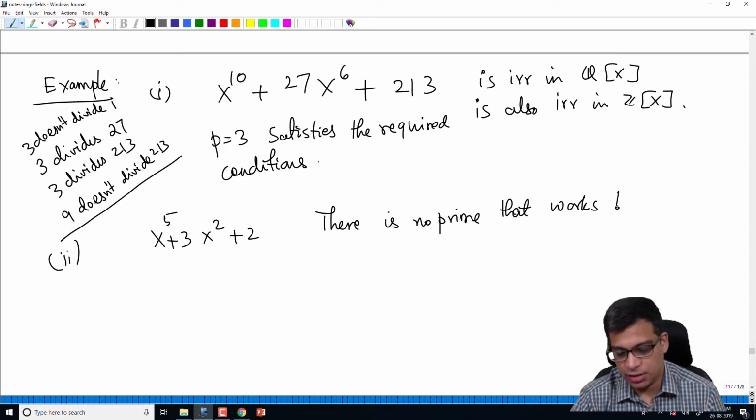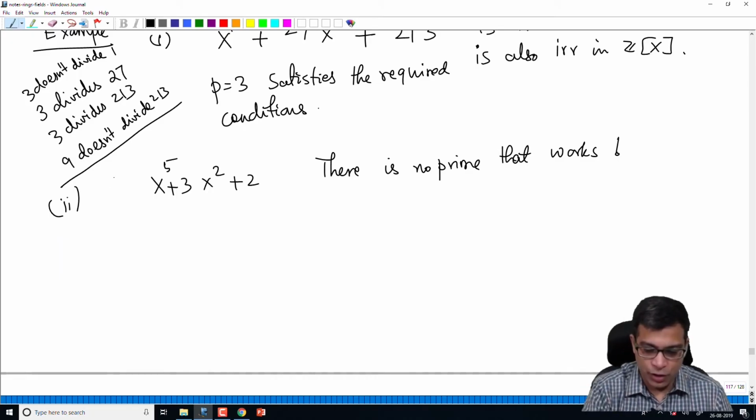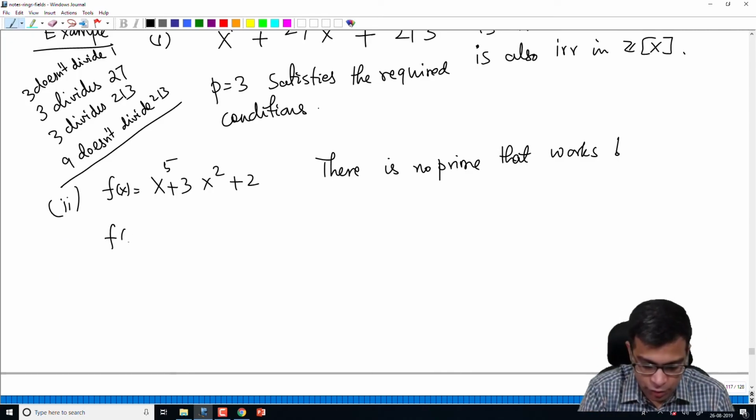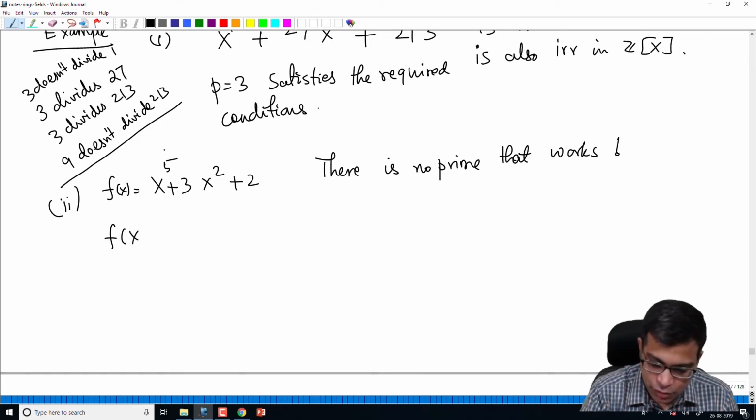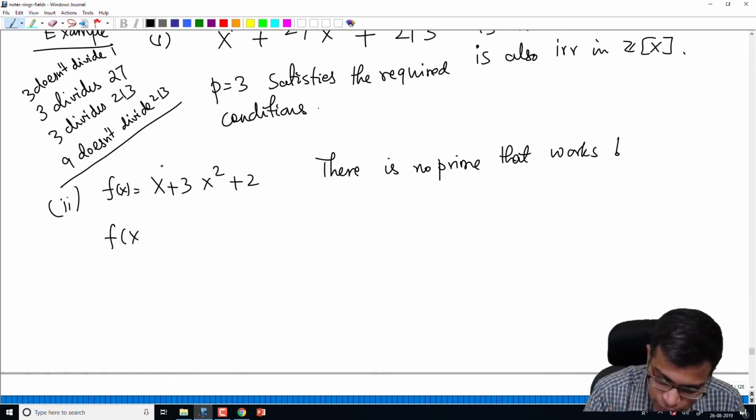Right? Because 3 does not divide 2, 2 does not divide 3. So you can't work. However, let's take this as f of x. A small trick will do the job for you. If you take f of x, so actually let me take this as x cubed.